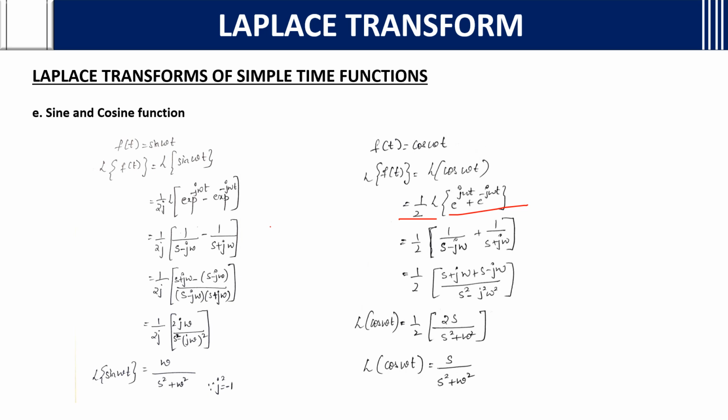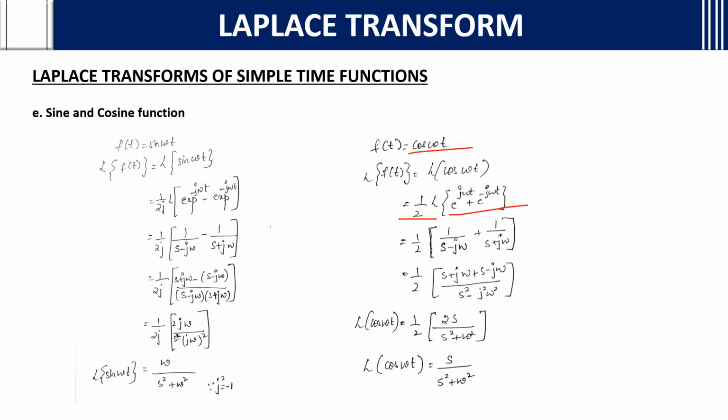So for sin omega t, it is omega by s square plus omega square. Here you will get j square, and in terms of complex functions, j square is nothing but minus 1. You need to know this; in maths, you will learn this.